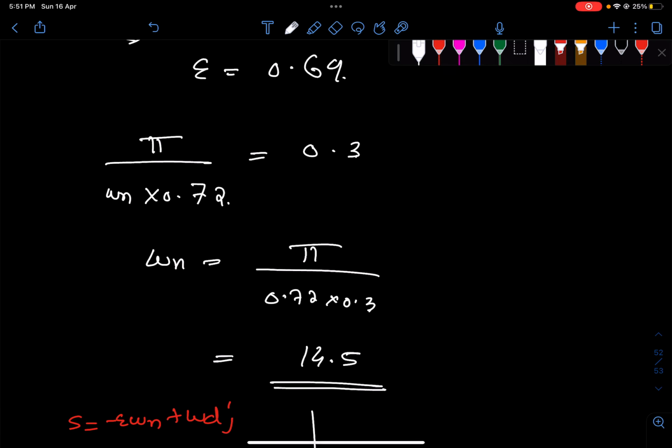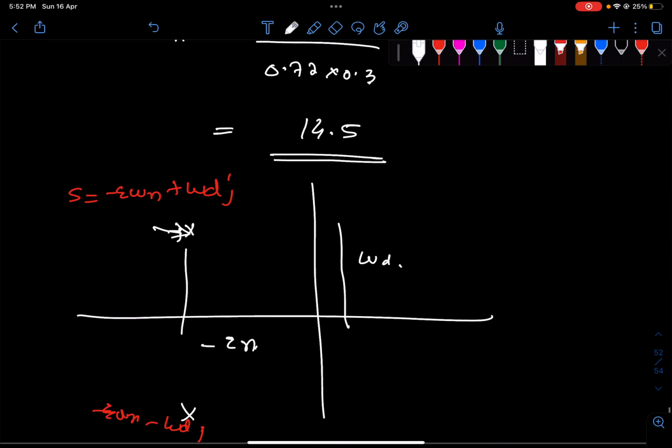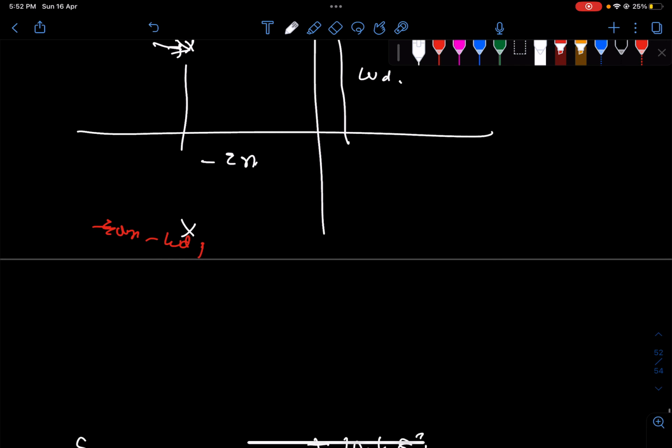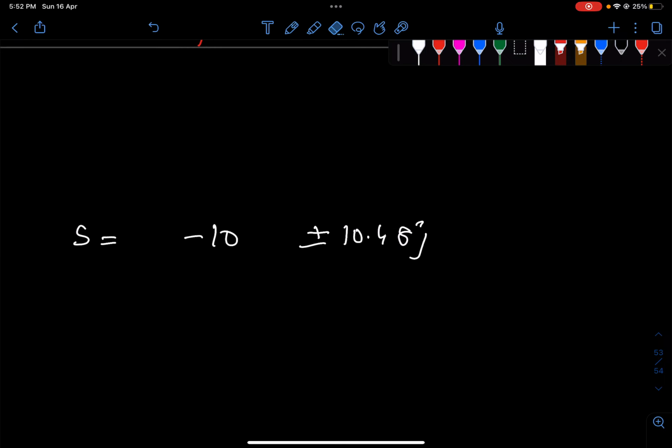That is pi divided by 0.3, right? So our s will be equal to minus 10.41 plus or minus 10.41 j, and zeta is 0.69 multiplied by omega n, what is that, guys? 14.5, so that is minus 10, plus or minus 10j. So this is our new poles position. I have taken it as round j.